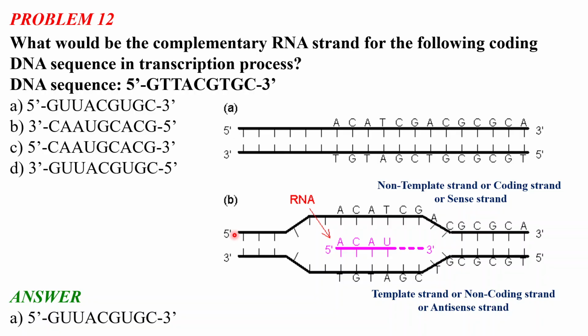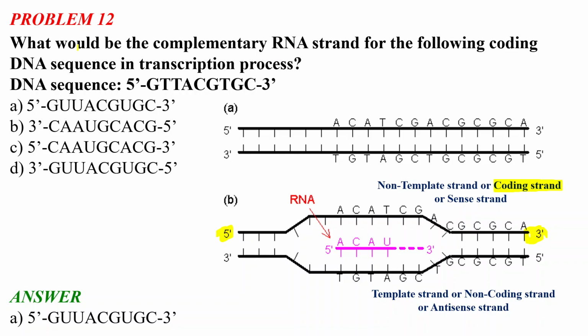The DNA strand which goes from 5 prime to 3 prime is known as the coding strand, non-template strand or sense strand. This is important. The non-template, coding or sense strand is the one which goes from 5 prime to 3 prime. This term is very important, so let me highlight it.